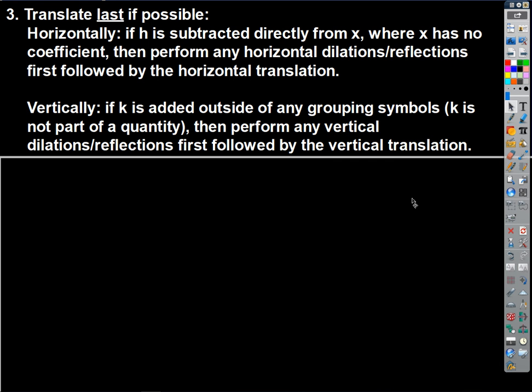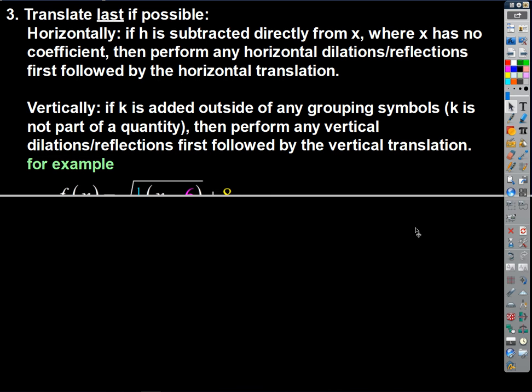Vertically, same deal. If k is added outside of everything, so it's by itself, just at the end of your function, there's a plus or a minus something, you know that that's just the vertical translation, right? Do that last, okay? And you already do that, but we're just kind of organizing this.